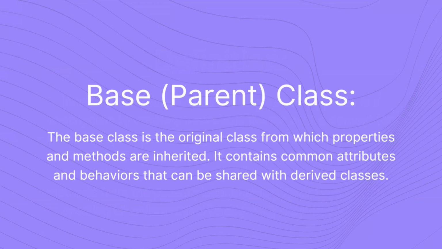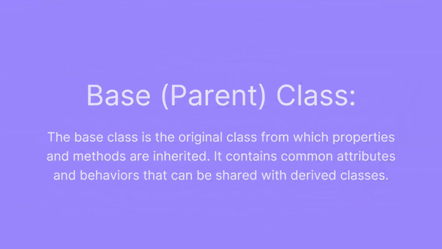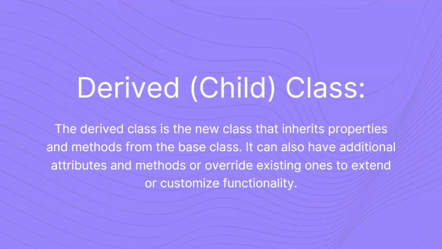So this is the base or parent class. The base class is the original class from which properties and methods are inherited. It contains common attributes and behaviors that can be shared with the derived classes. Next is the derived or child class. The derived class is the new class that inherits properties and methods from the base class. It can also have additional attributes and methods or override existing ones to extend or customize functionality.